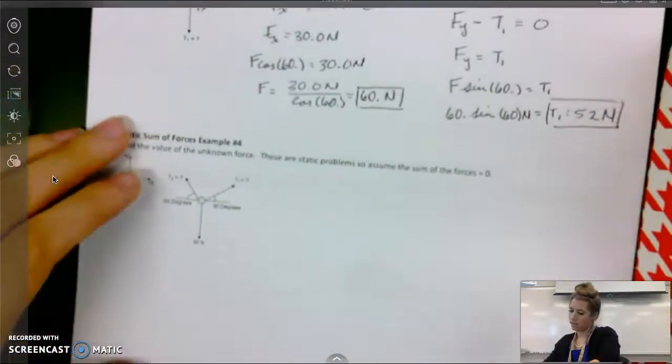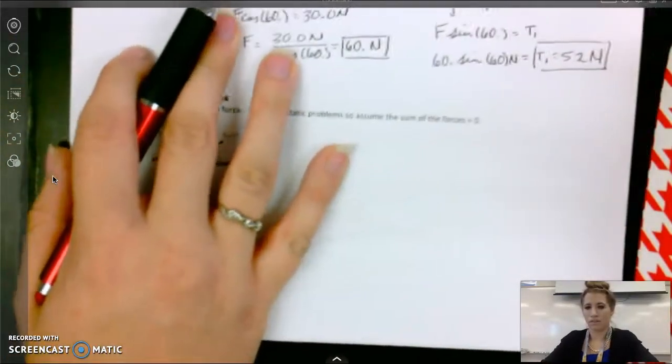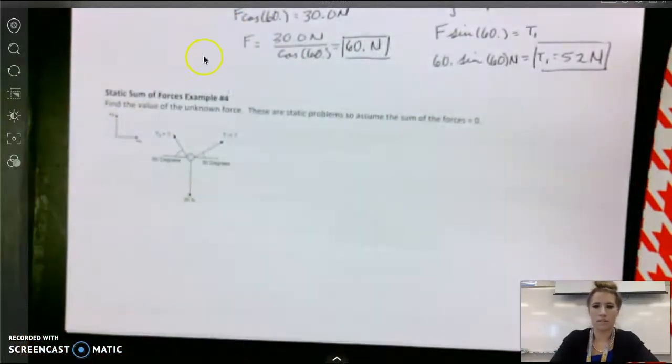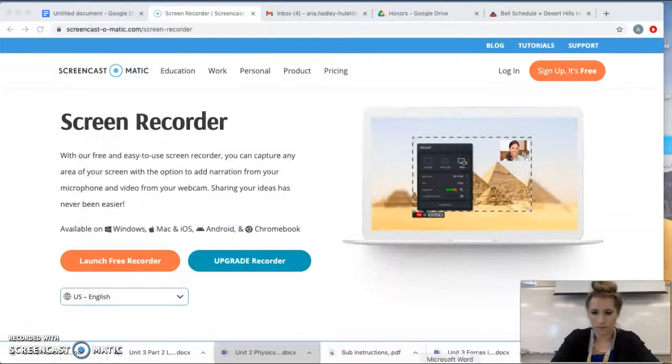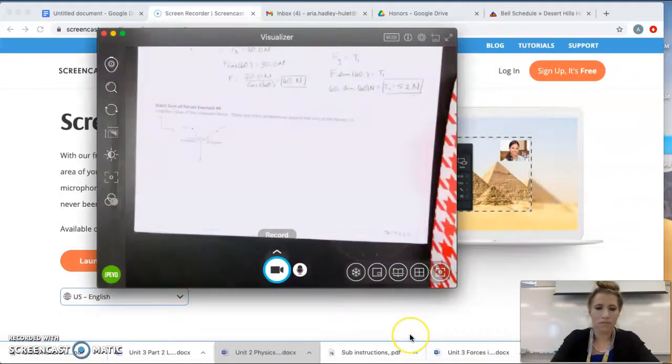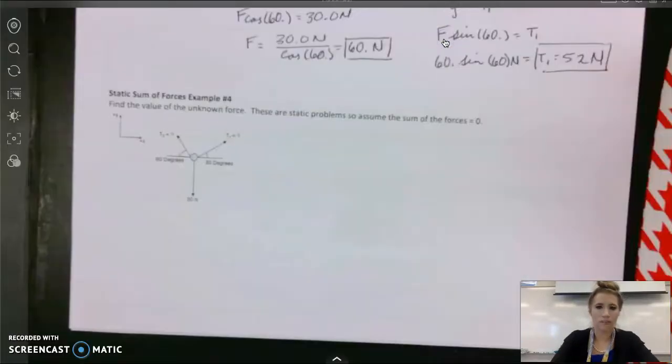These static problems, so assume that the sum of the forces is equal to 0. Okay, let's see, where are we at with time? Let's keep going on to this one. Okay, I wonder if I can get it to focus a little bit better. I think that's better. That's a little bit better.